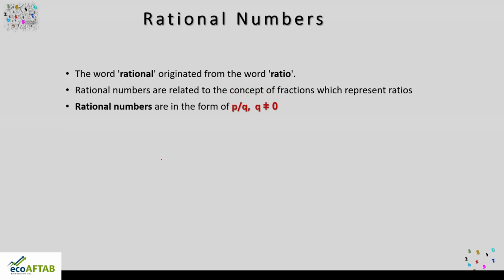Rational numbers are written in the form of p by q, and here, friends, one very important condition for a number to be a rational number is that the denominator q should not be equal to 0.